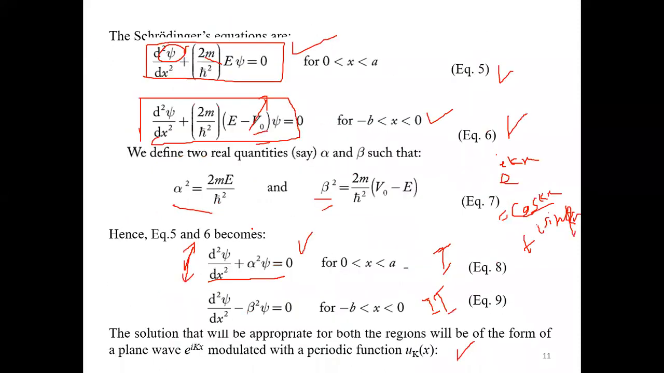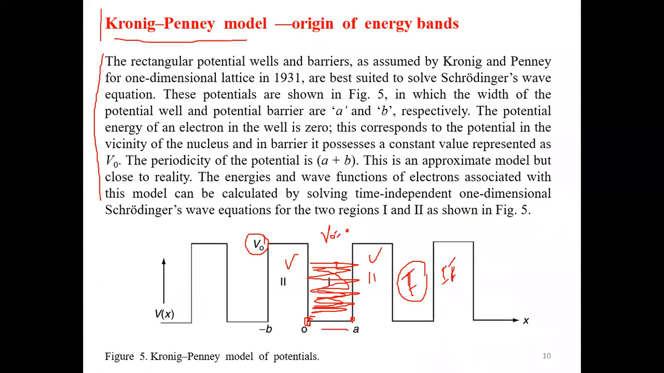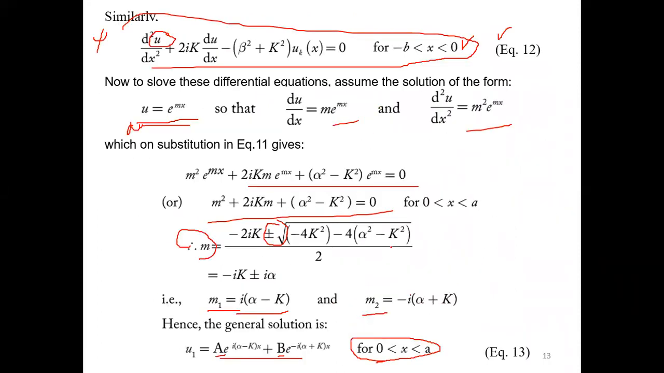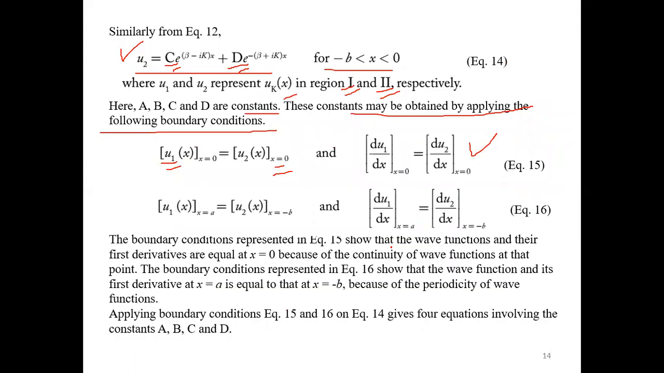So let me show you the figure. At x equal to a and minus b they are also the same. So this is the boundary. At x equal to 0, this value and this value should be the same. Again, this value and this value should be the same, and their first derivatives should be the same. So these are the conditions. We call these the boundary conditions.